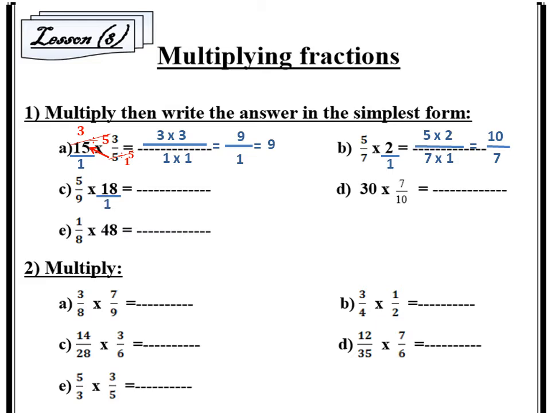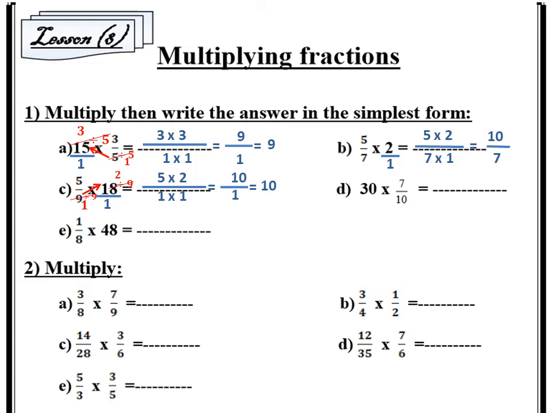5 over 9 times 18 over 1. Okay, the cross way. 9 and 18 are together in table 9, so I'm going to divide both by 9. 9 divided by 9 is 1. 18 divided by 9 is 2. Then multiplication. 5 times 2, 1 times 1, 10 over 1, which is 10.